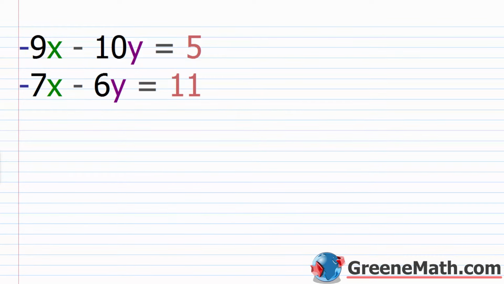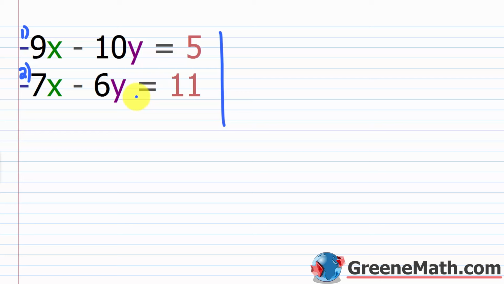So now we have -9x minus 10y equals 5, and -7x minus 6y equals 11. So let me label this as equation 1, and this is equation 2, again just for reference sake. So what I'm going to do is solve one of these for one of the variables, and then plug in for that variable in the other equation. So I can solve for x, I can solve for y. Here it really doesn't make a difference. You don't have anything that's easier. I'm just going to work with equation 1, and I'm going to solve it for x.